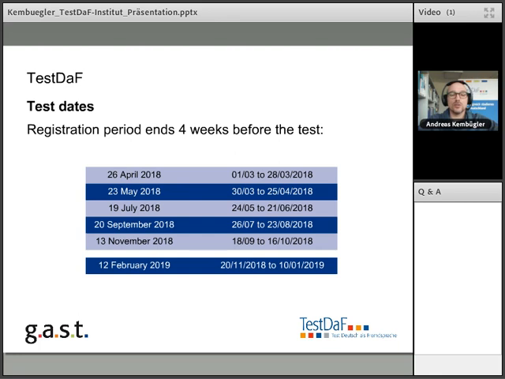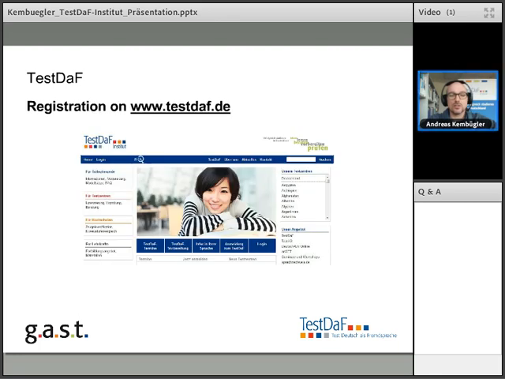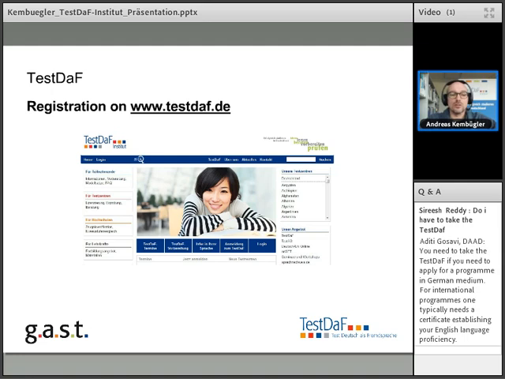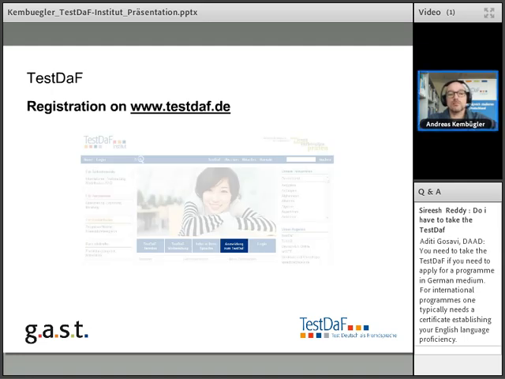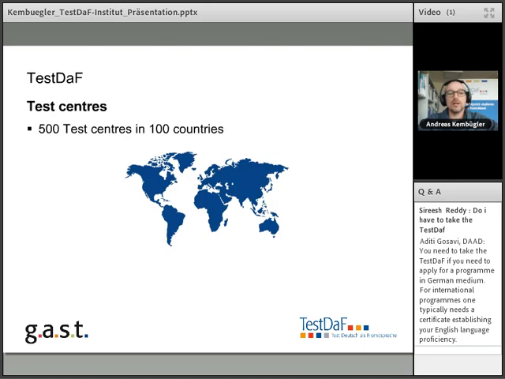So where can you take the test? Or just let me tell you where you can apply for the test. You have to click on TestDaf.de, and there you have to click on Anmeldung zum TestDaf. That means registration for the TestDaf. And then you have to do the registration procedure online. When you register for the TestDaf, you have to choose a test center where you want to take the test.